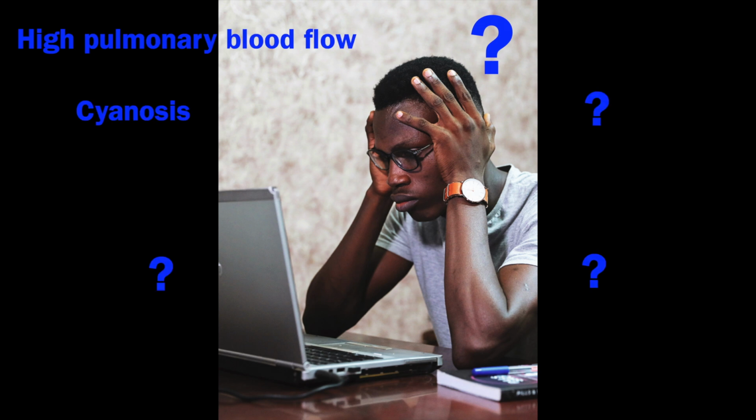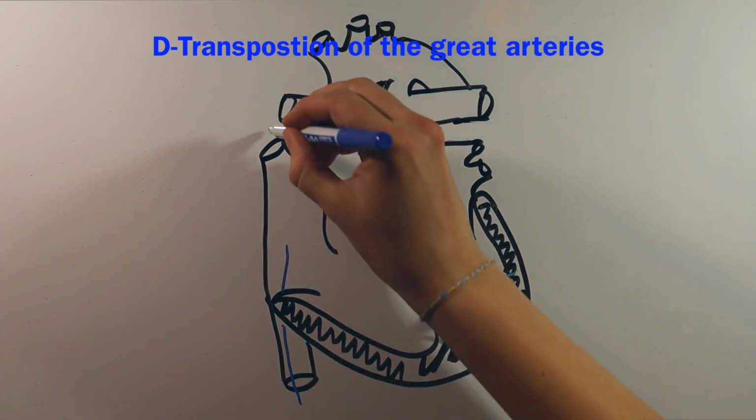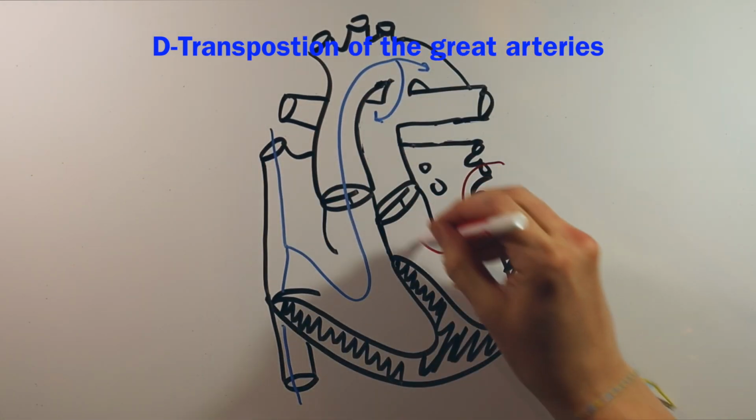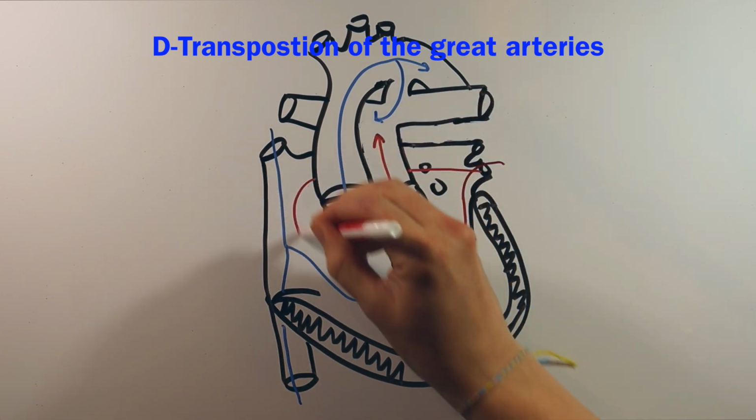So how can a patient have high pulmonary blood flow, but also cyanosis? Unrepaired transposition of the great arteries. Patients with TGA develop changes to the pulmonary vascular bed quickly, and this is one of the reasons we repair these patients as soon as possible. Number 3, high pulmonary vein back pressure.